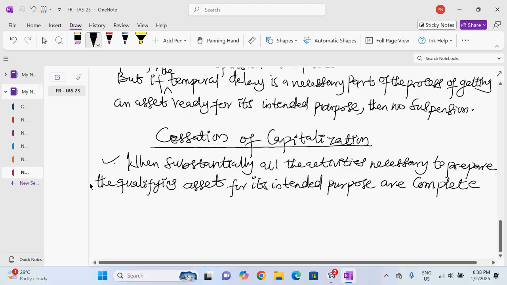You are done with the activities necessary to prepare the qualifying assets. So if you are done with activities, then capitalization must stop, right? So that is it. If you are done with the qualifying assets, then that is it.